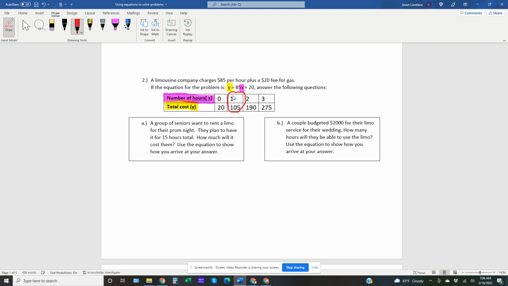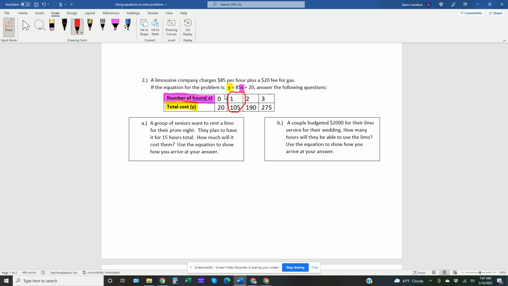Okay, so if I were to rent the limo for 1 hour, that's $85 per hour. So that's just $85 there. But then I still have to pay that $20 flat fee. Okay, so if I have $85 just for the per hour charge plus the $20 flat fee, I am paying a total of $105.